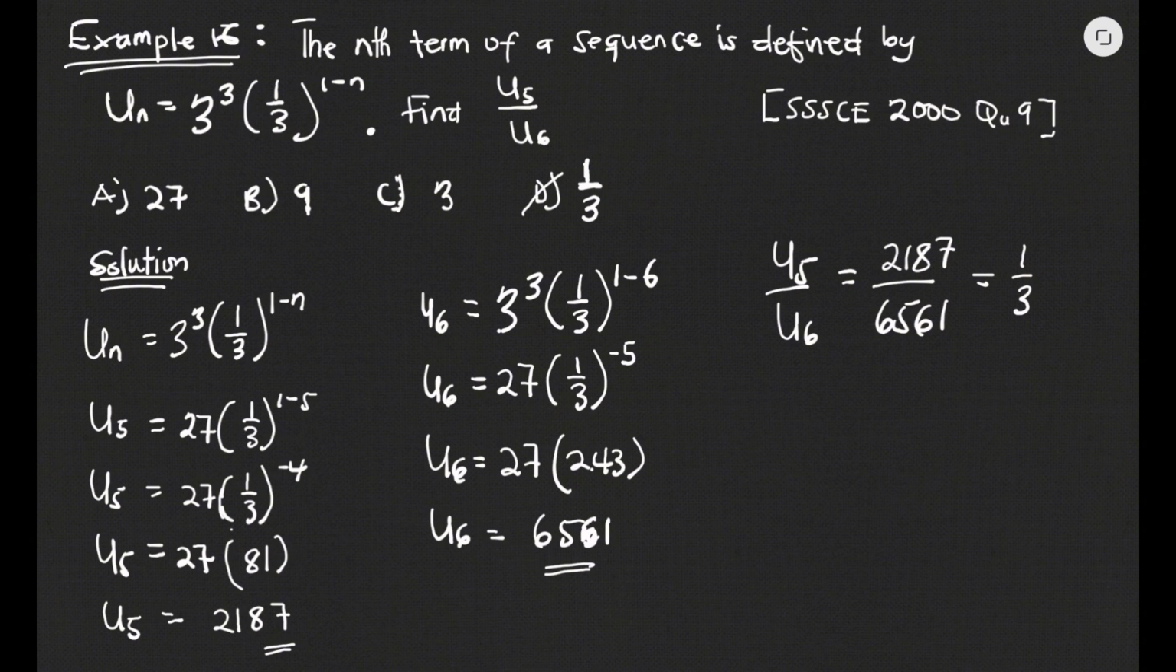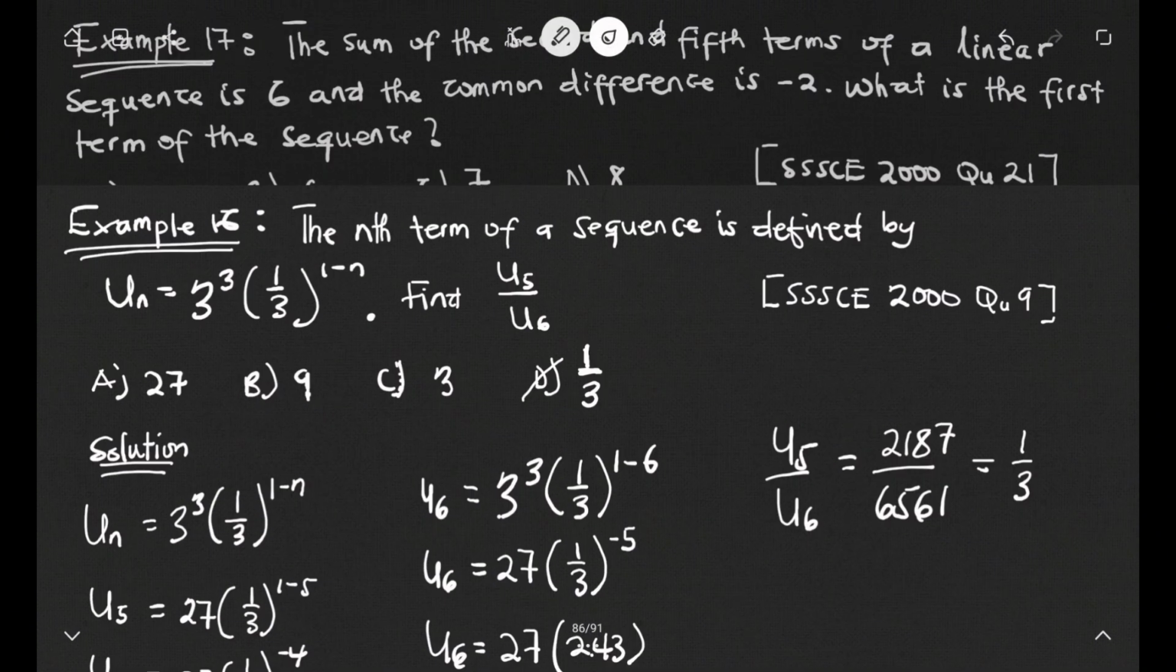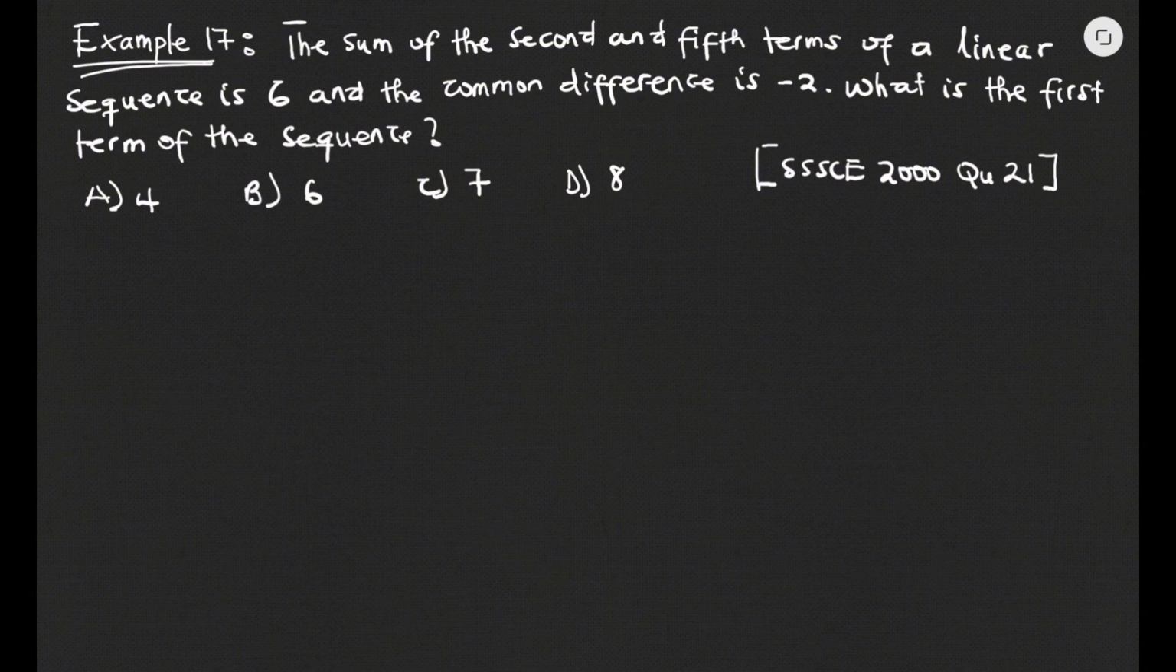All right, so let's proceed to look at question number 17. The sum of the second and fifth terms of a linear sequence is 6, and the common difference is minus 2. What is the first term of the sequence? Option A is 4, option B is 6, option C is 7, and option D is 8. And this is the SSC 2000 question number 21. All right, so let's proceed to look at the solution to this particular problem.